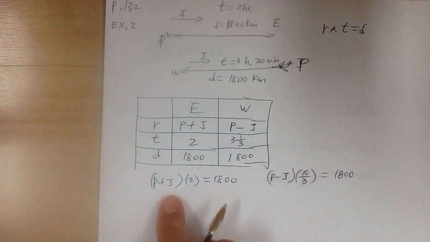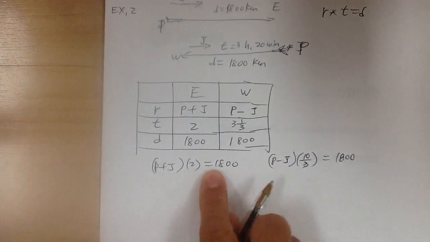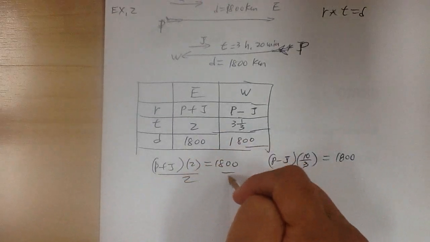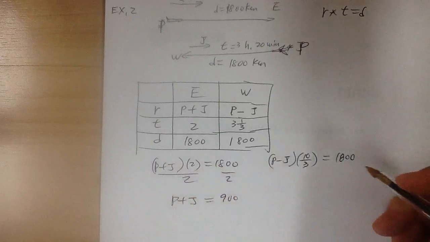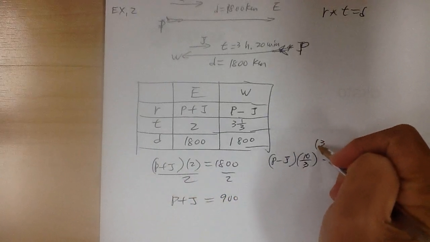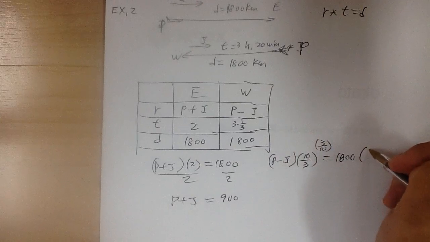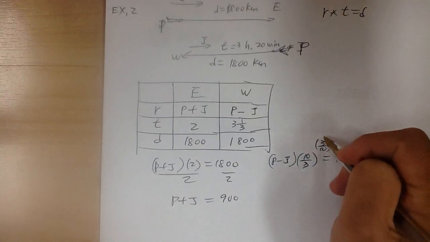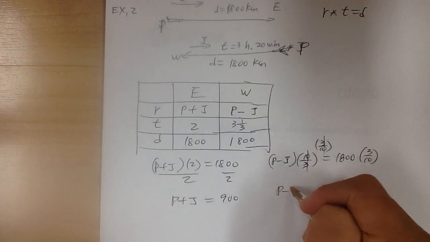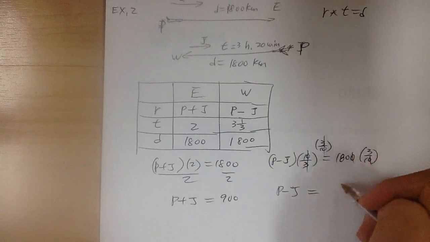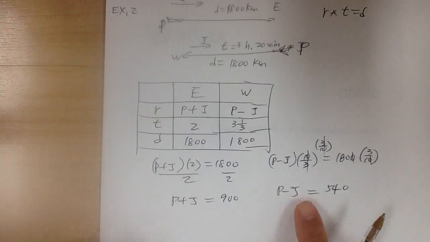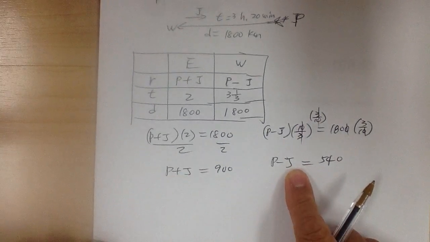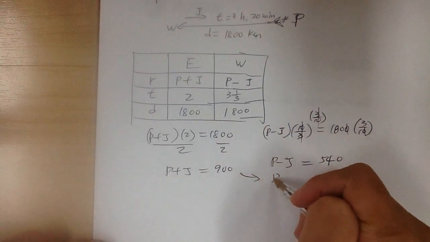Before you solve, let's simplify this a little bit. Divide by 2 on both sides, so you get P plus J equals 900. For this one, I'm going to multiply by 3 over 10, so that this will cancel out. So I get P minus J equals 540. Now the J is already opposite, so it's kind of nice. I'm going to put this under here.